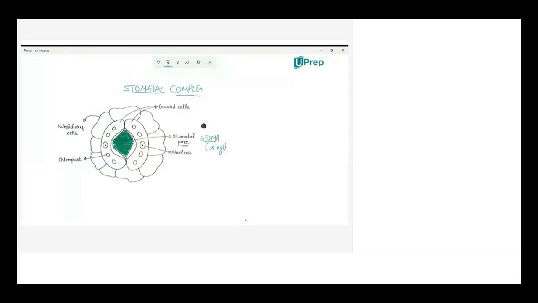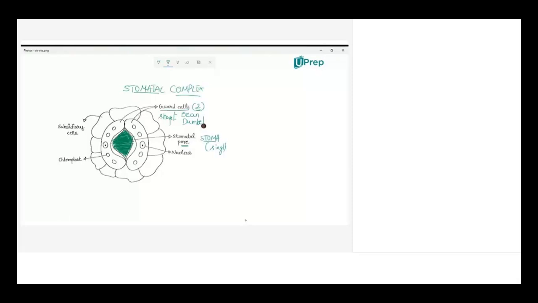This is the second component of the stomatal complex. And around the bean shaped guard cells, we are having numerous cells called subsidiary cells. These cells are also known as accessory cells. This is the other name for subsidiary cells. So when you take the whole stomatal complex, you'll be having a stoma, a pore, 2 guard cells, and numerous accessory cells or subsidiary cells.